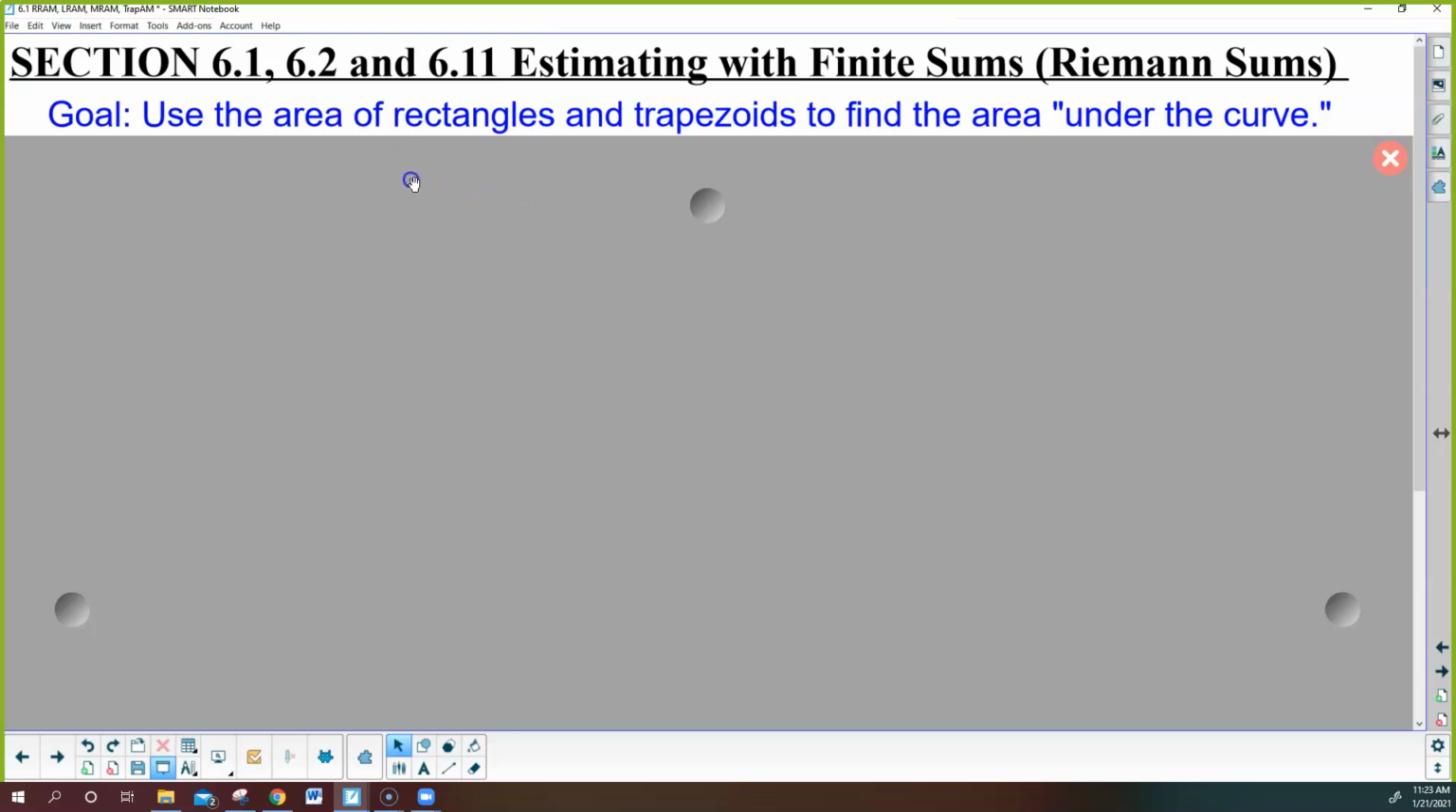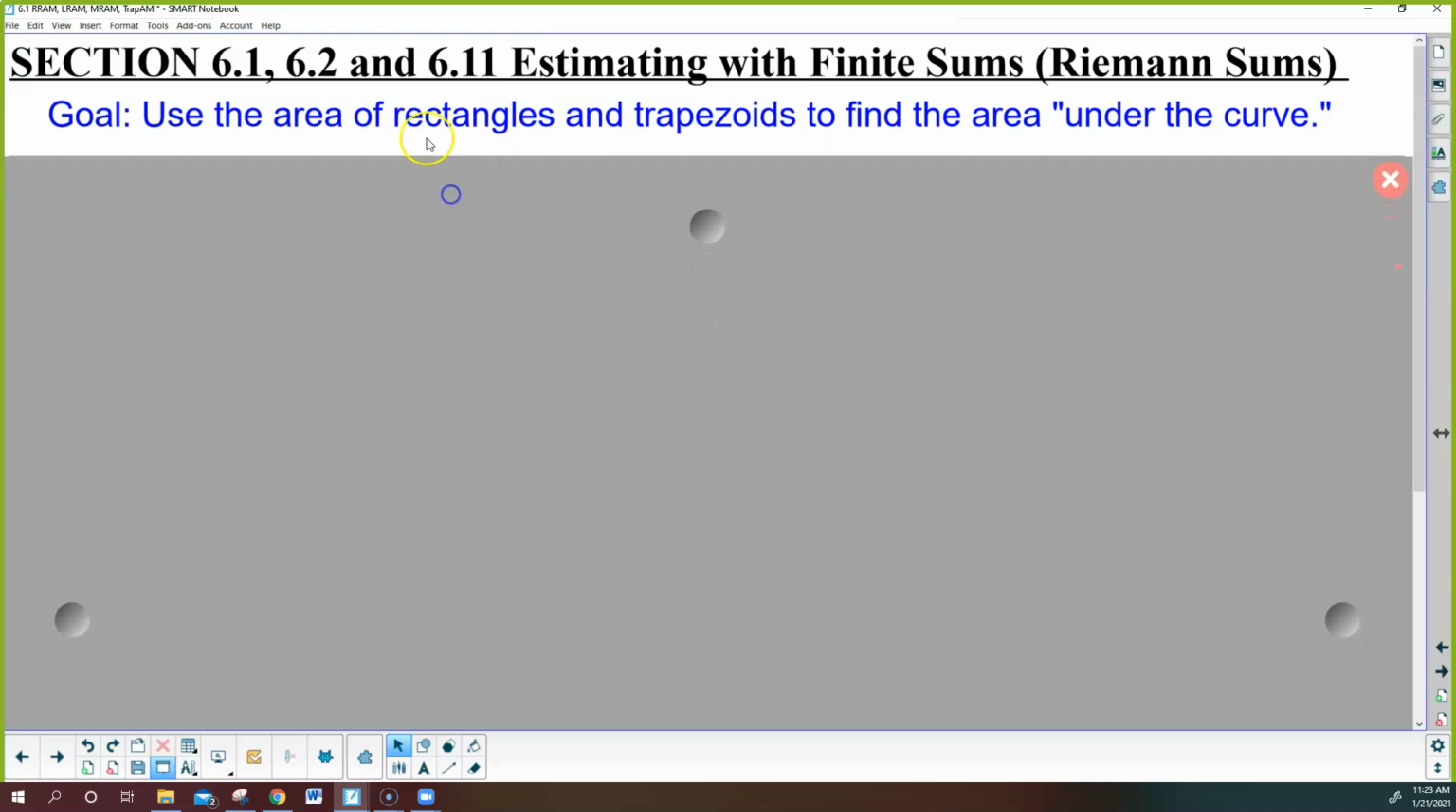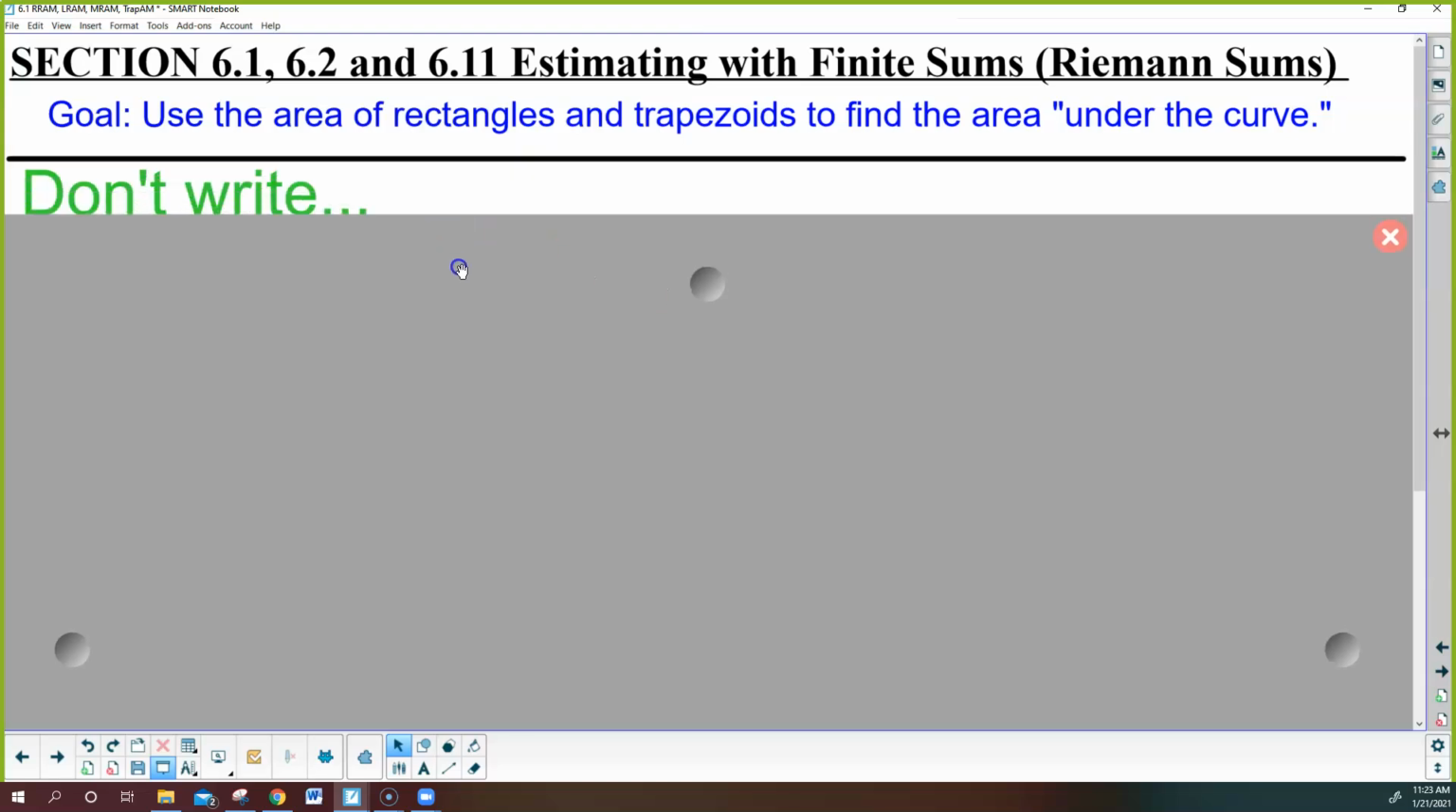But for right now, I just want you to write the title, and then I'm going to show you what we mean by area of rectangles, area of trapezoids, and how it's connected to that antiderivative and the integral that we just talked about.